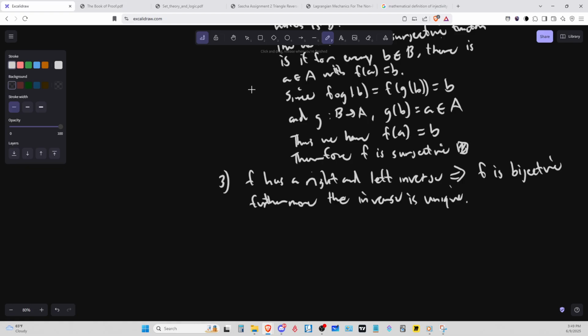Uniqueness is usually proved by assuming that there are two objects that satisfy the condition and showing that the two objects are the same. So does that mean we have to prove that the right inverse is equal to the left inverse? I'm probably overstretching there for a second.